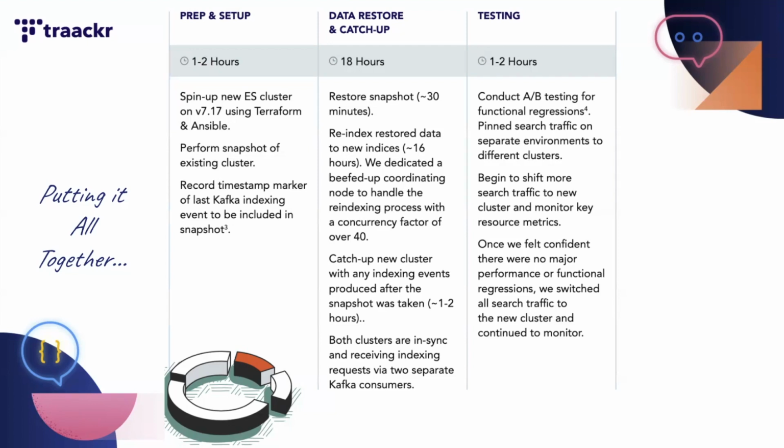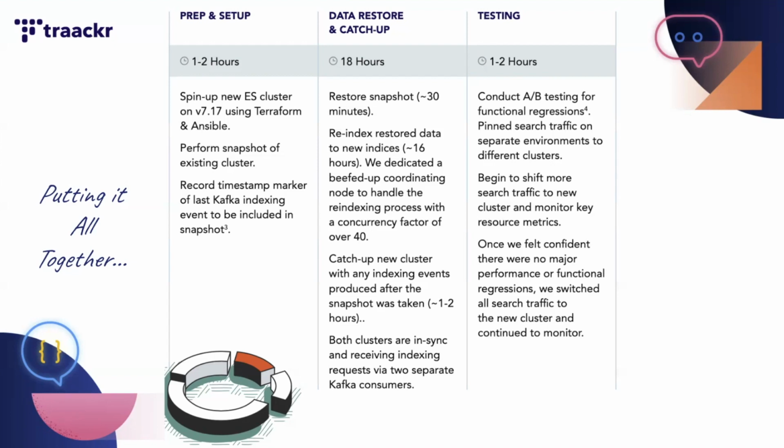Yeah, so once the data was restored and reindexed, we could catch up the new cluster with any indexing events produced after the snapshot was taken, which is usually pretty quick. So again, we spin up a new consumer to read from the indexing event topic in Kafka. We tell it to start reading events from the timestamp marker that we recorded in the first phase, and then it can catch up. And then once that's done, we have 2 clusters that are in sync and both receiving indexing requests via 2 separate Kafka consumers.